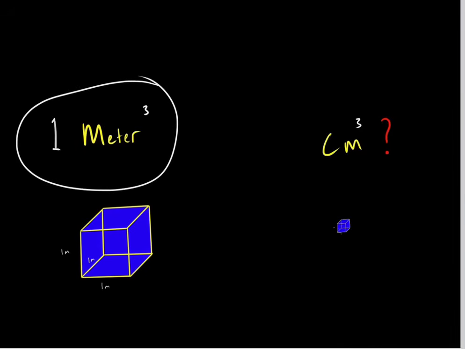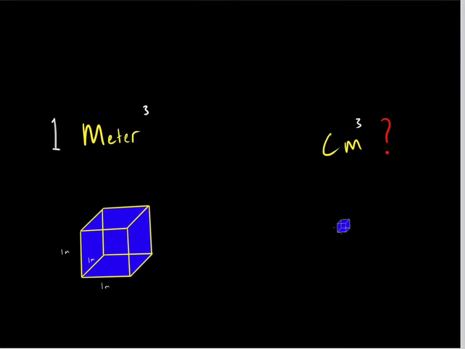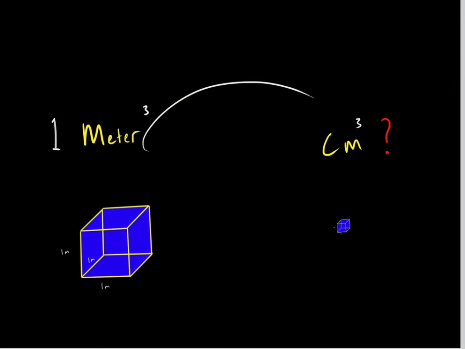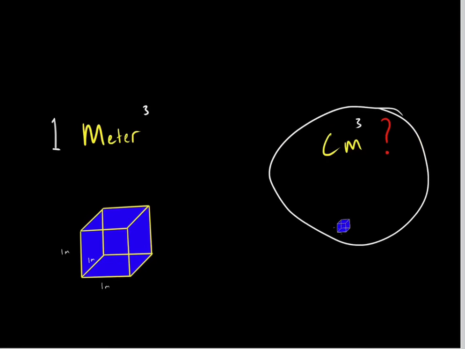So let's say we have 1 meter cubed of water, which is 1 meter by 1 meter by 1 meter, which is meter cubed. So let's say we have 1 meter cubed of water, this volume of water. How many centimeters cubed of water do we have?